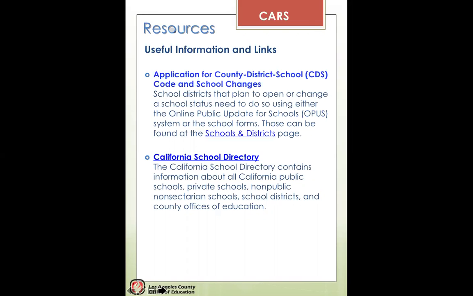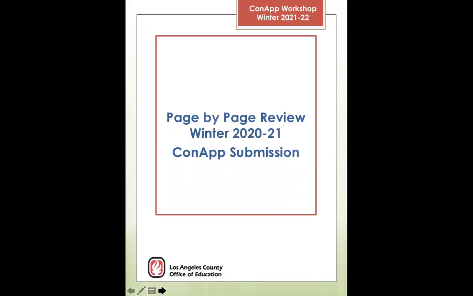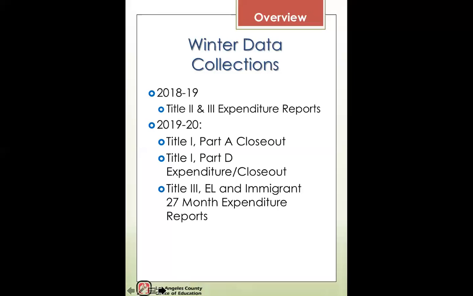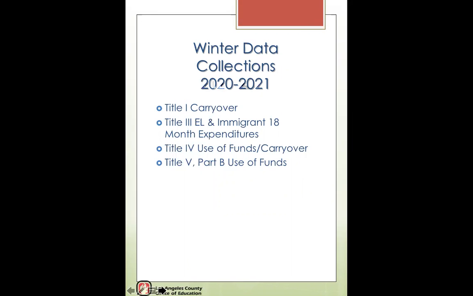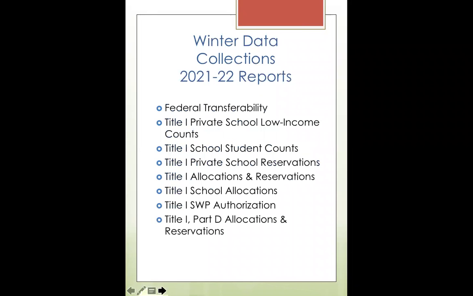All right, so that's enough stuff to get you started, enough resources. Let's get started by looking at the submission. So we're going to start with looking at what's in it. Again, winter submission on the next slide. We have 1819 expenditure reports, and 1920 expenditure and closeout reports. The next slide goes into 2021, which is last year, and you're reporting carryover, you're reporting your expenditures, and for Title IV, you're reporting your use of funds. And then finally, you get to the biggest one, the 21-22, and you'll see the next two slides address all the things that are in the 21-22 report. So it's really a significant report, and we'll go through each of those in depth.